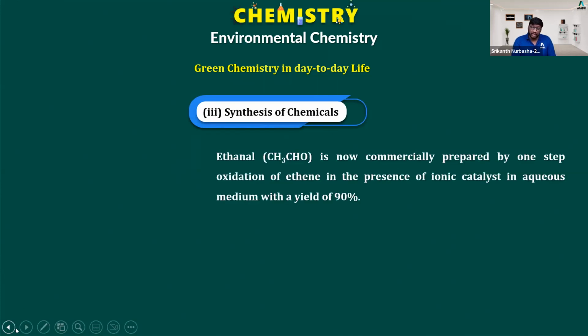Synthesis of chemicals. Ethanal, CH3CHO, is now commercially prepared by one-step oxidation of ethene in the presence of an ionic catalyst in aqueous medium with a yield of 90%. Ethene means CH2=CH2. Ethene oxidation, that means plus O2 in the presence of a catalyst, forms CH3CHO with 90% yield. In the synthesis of chemicals, you have to choose the simplest and easiest way, where you will have the least number of dangerous wastes, whether biodegradable or non-biodegradable.